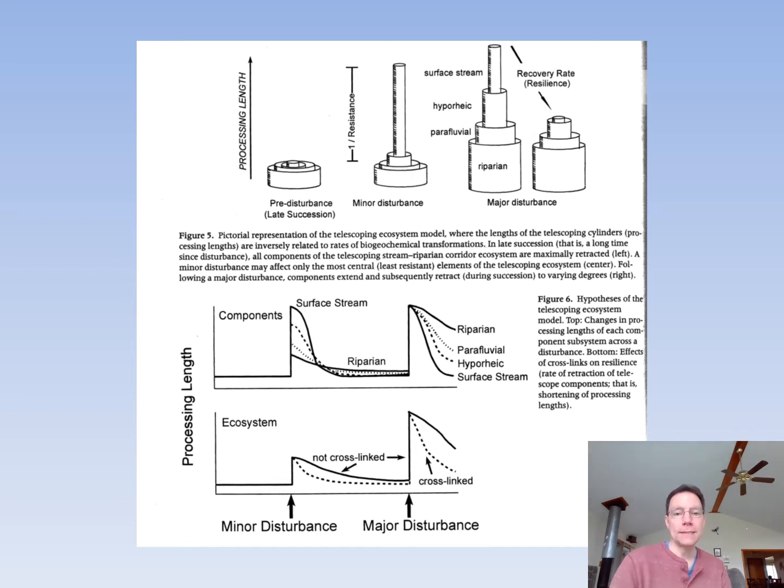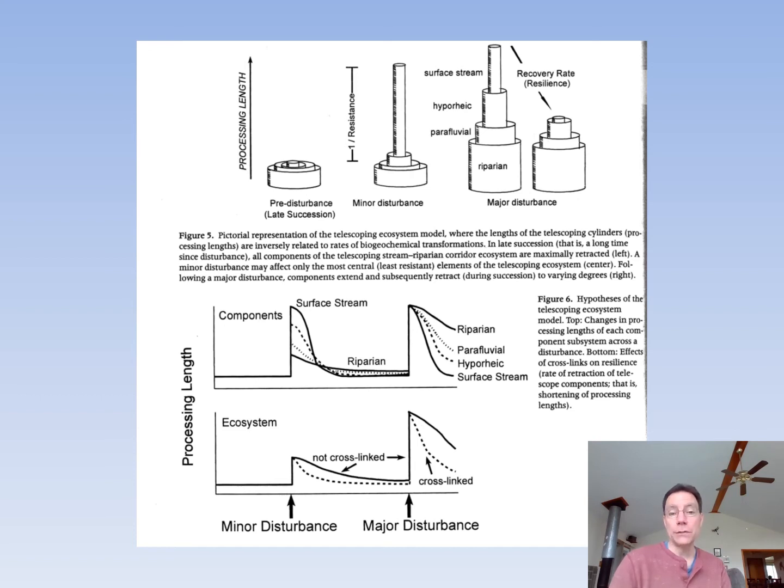So that processing length is really tight. It's really short. Like I said, lots of organisms, lots of niches filled, really quick processing and processing length. The telescope here is kind of all pushed together. When you get a minor disturbance, like a little flood, the processing length increases. The leaf is going to float farther down the stream before it gets totally processed. That makes sense. But then as the flood recedes, the telescope comes back together and the processing length shifts.